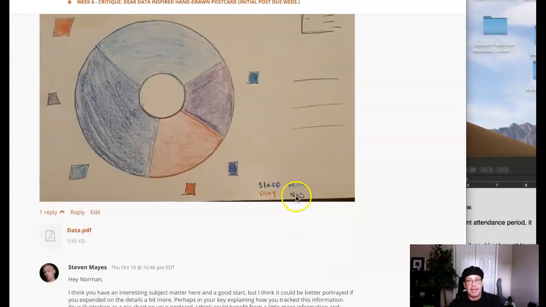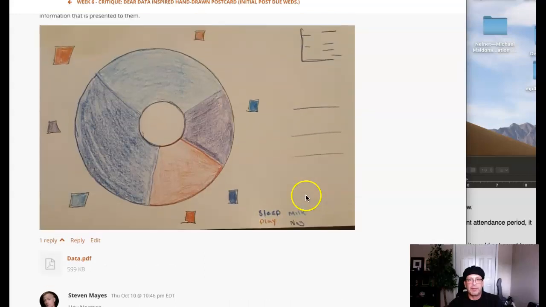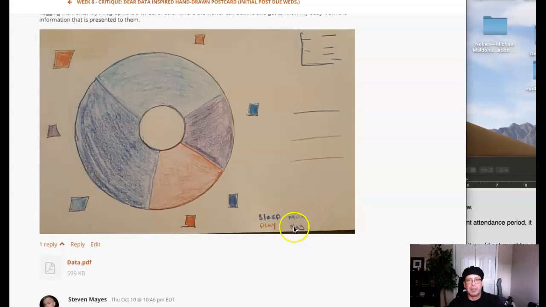I'm not sure. Is that nap? I'm not real sure what that means right there. I thought that said nap, but that's sleep. So that's something that's really not clear right there.